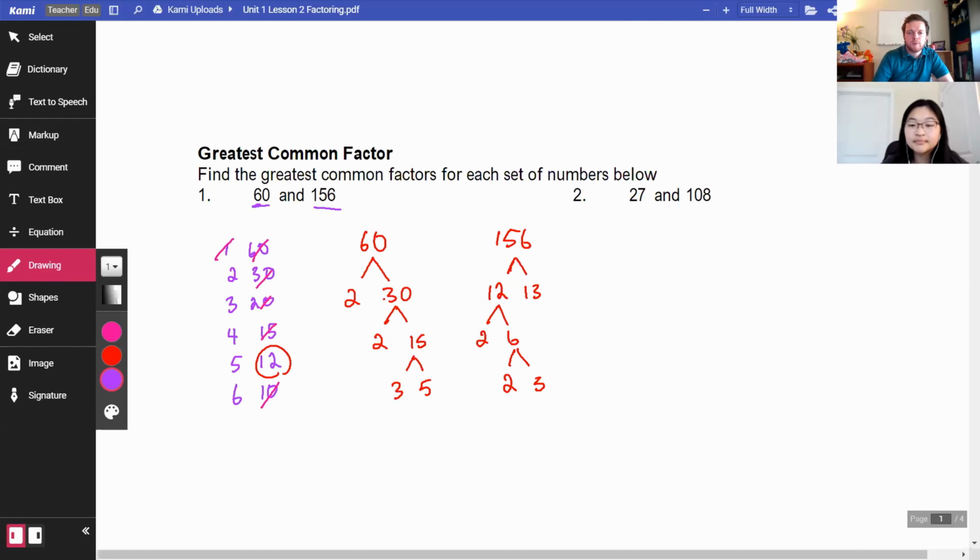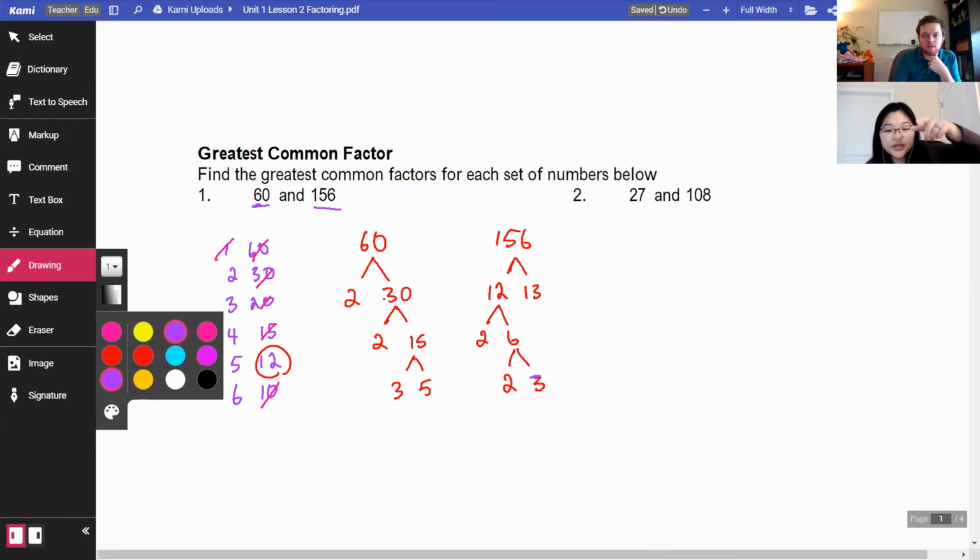Let's continue. So we got 2, 2, 3, 5, and 2, 2, and 3. Right? I'm going to look at what is common between these two prime factorizations. What numbers in these two prime factorizations are common, Ms. Contreras? Well, it's everything except for 13 and 5. Those are the things that aren't the same. But everything else, 2, 2, and 3, those are all the same.